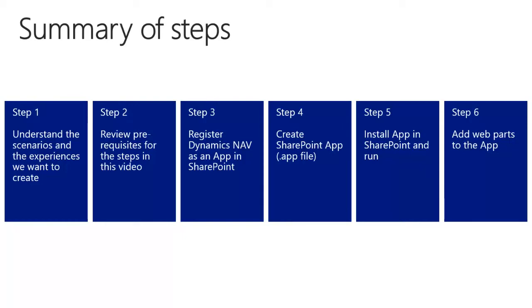In step 2, we looked at tools and sites you needed to have in place before you can perform the next steps. In step 3, we registered the NAV app on SharePoint. This is a one-time step. In step 4, we created the app project and the app file in Visual Studio, and in step 5, we installed the app. And in step 6, we essentially repeated step 4 and step 5, where we adjusted the SharePoint project to also include a web part, and we saw how we can embed that web part on a SharePoint page.